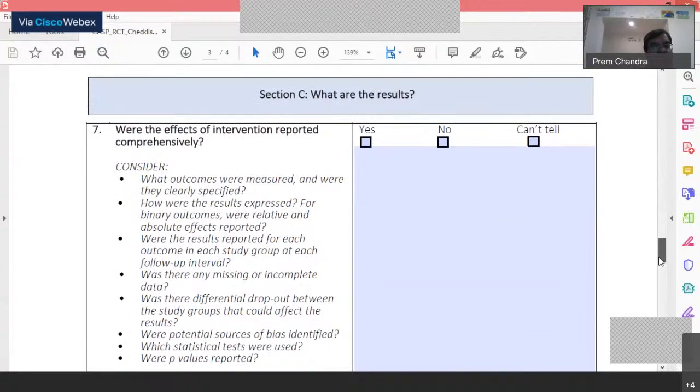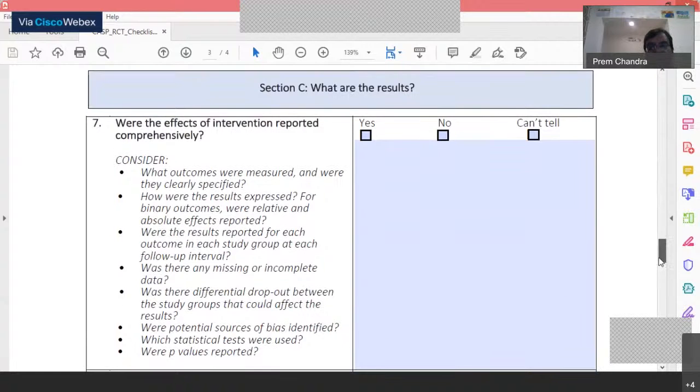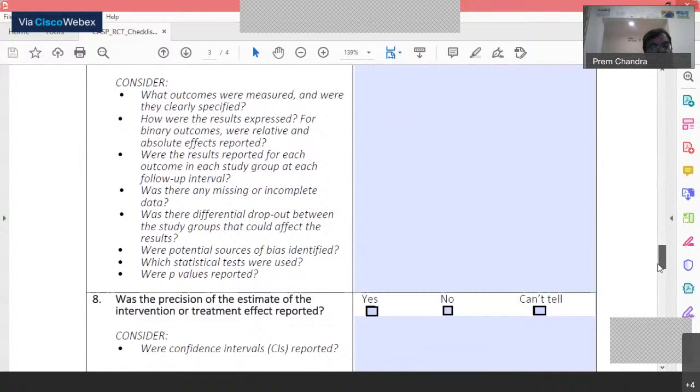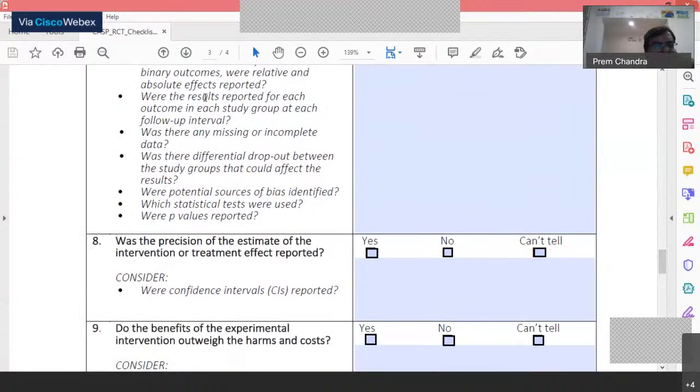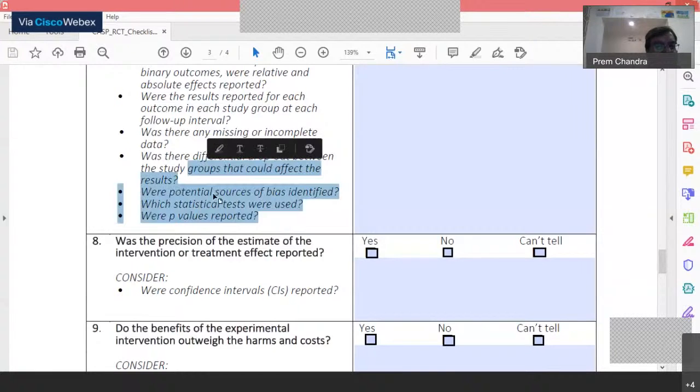We need to make sure that your results are in line with the objective that was there at the beginning of the study. How about the primary and secondary objectives, how the results are reported, and the adequacy of the statistical methods has to be assessed appropriately. This is why they ask here: was there differential dropout between the study groups that could affect the results, was a potential source of bias identified, which statistical tests were used, and were p-values reported? Those things are needed when we talk about comprehensive findings.